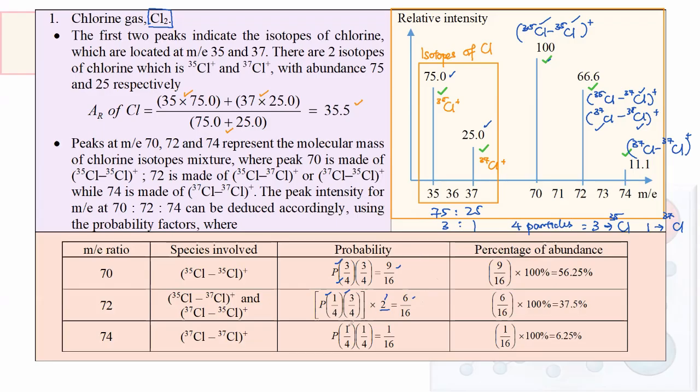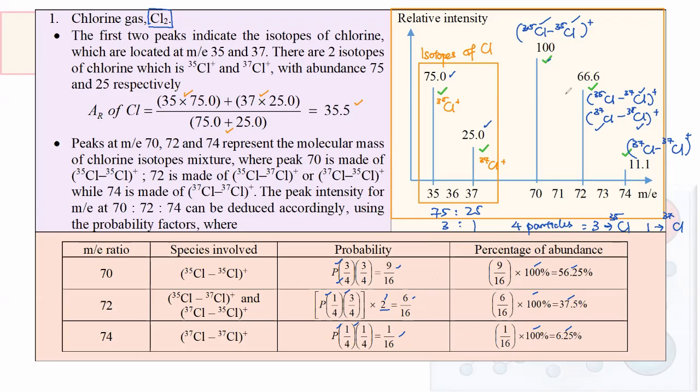And finally, the probability to draw 37 is as if you draw 2 times the red pen. So you get 1 over 4 times 1 over 4, you get 1 over 16. And then you multiply each of them by their percentage. Okay, so you get 56.25, 37.5, and 6.25.